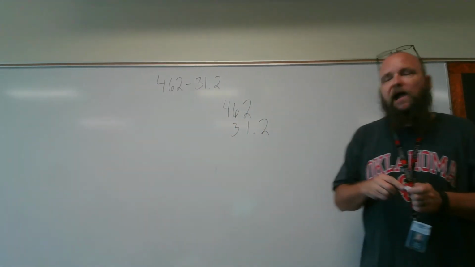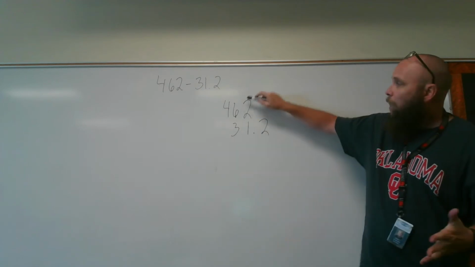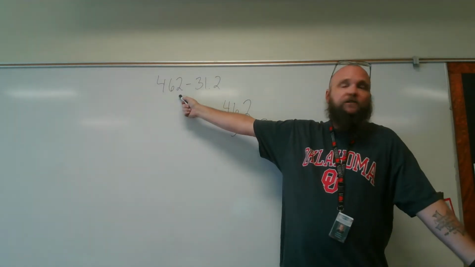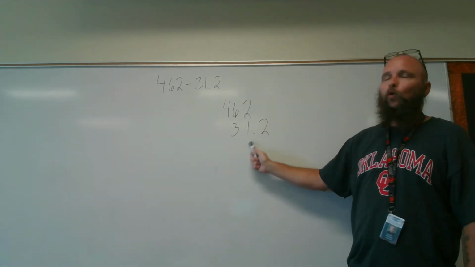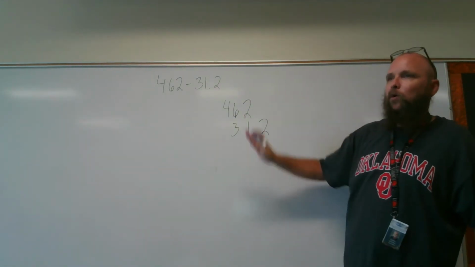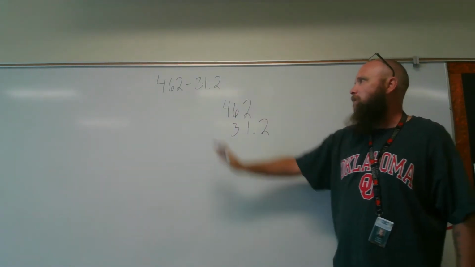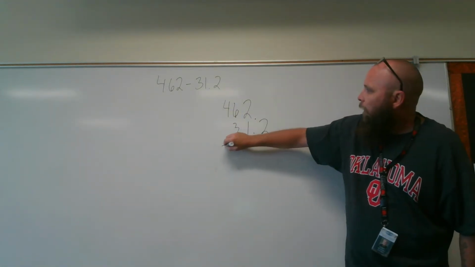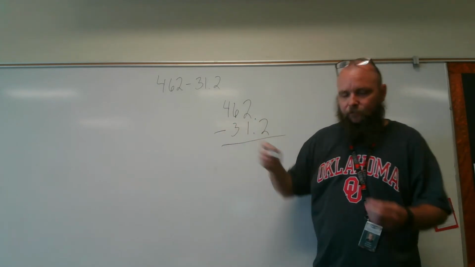Because if we're subtracting or adding, we have to have the place values over each other. So JJ told me the 2 was in the ones place and the 1 was in the ones place. So we've lined up our ones places. We've lined up our tens. We've lined up our hundredths. And I got my decimal point there, and it's subtraction.